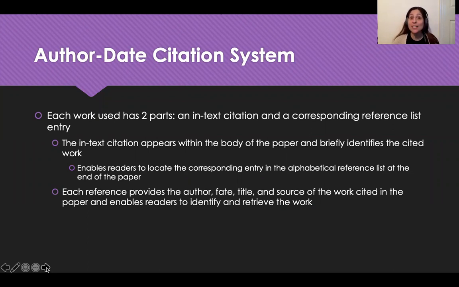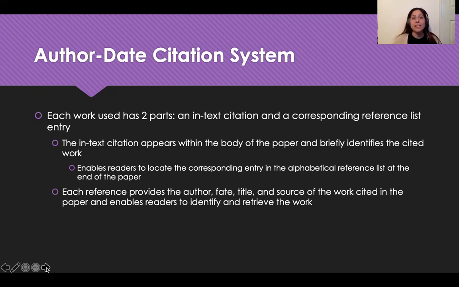Okay, so citations use the author-date system. Each work used has two parts, an in-text citation and a corresponding reference list entry. The in-text citation part appears within the body of the paper, which is why we call it in-text, right? And it briefly identifies the cited work. This helps readers to locate the corresponding entry in the alphabetical reference list at the end of the paper.